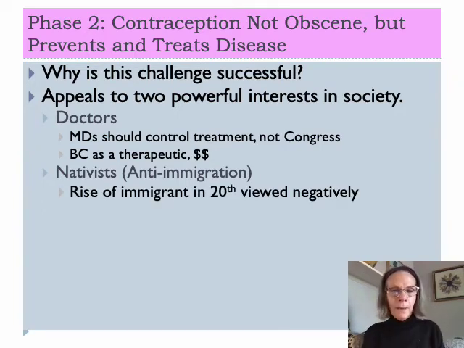So Sanger appealed to the nativist sentiment in order to achieve this goal of getting rid of the Comstock Act.